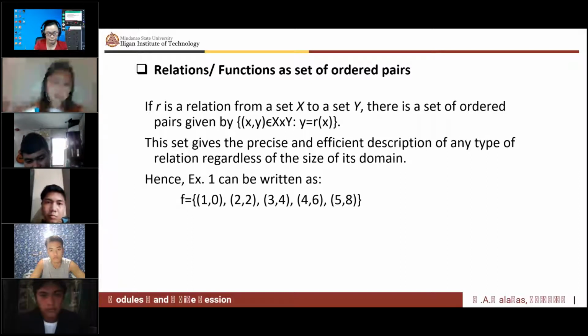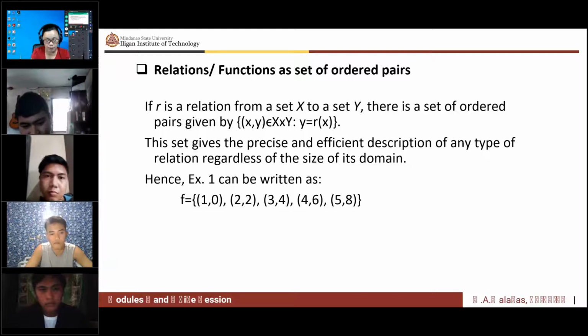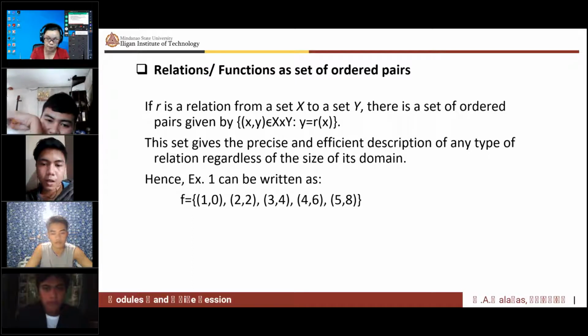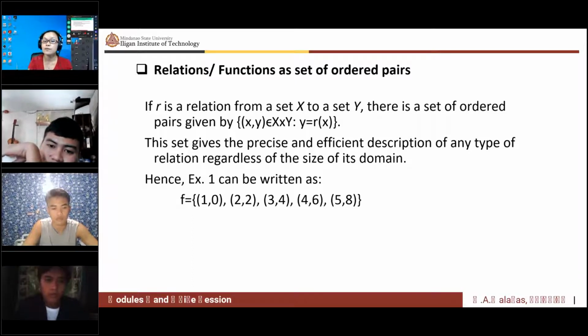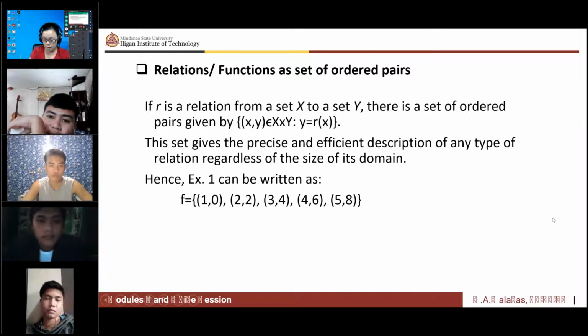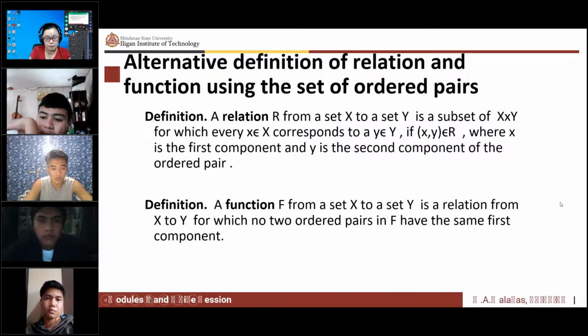So here, our example 1 can be written as F, the set of ordered pairs (1, 0), (2, 2), and so on. If you recall, you were able to write the function f in example 1. So you see this ordered pair. So you can see also the table. Now, because of that, we have an alternative definition of relation and function using the set of ordered pairs.